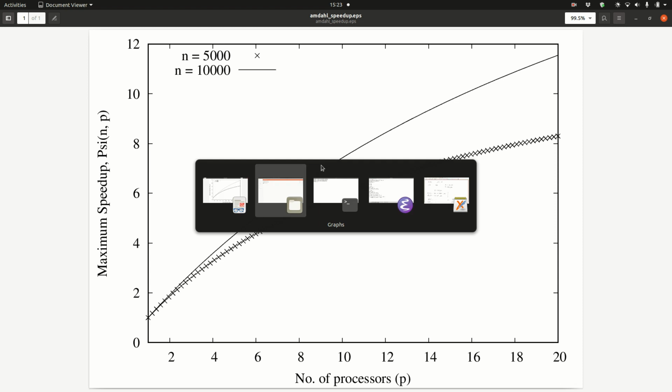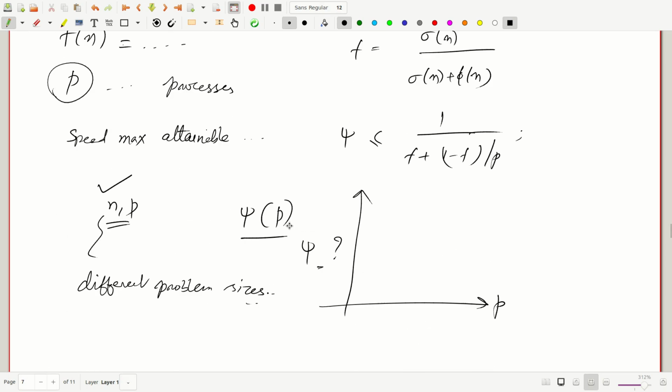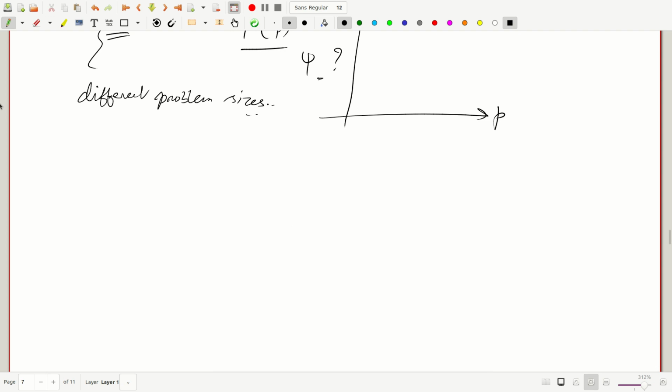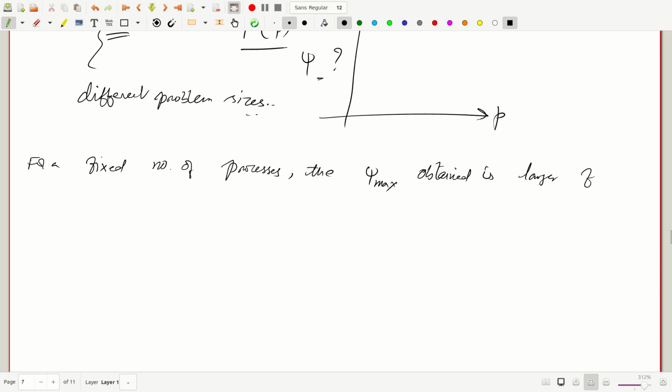That means what we notice from here is that for a fixed number of processes, the maximum speed up obtained is larger for a larger problem size.